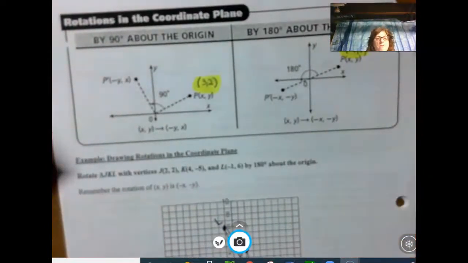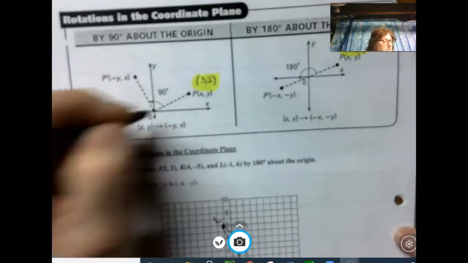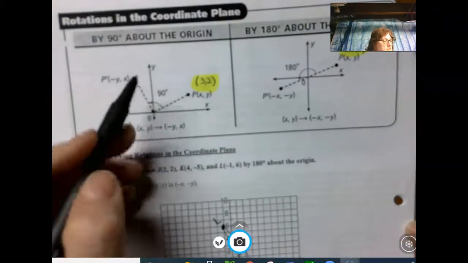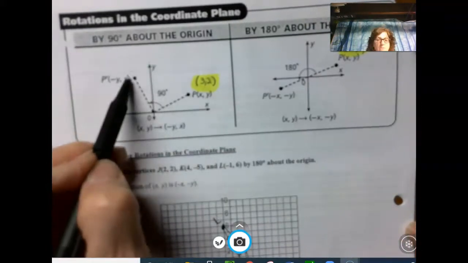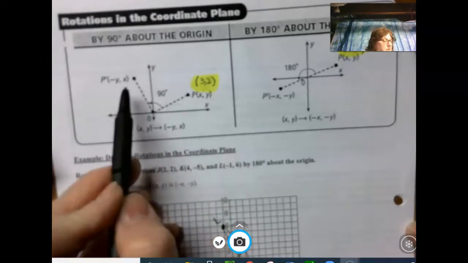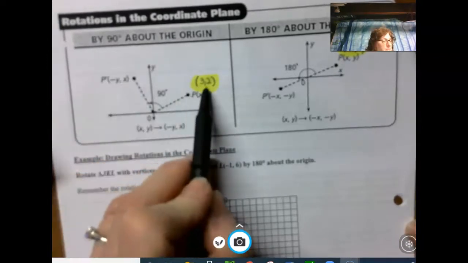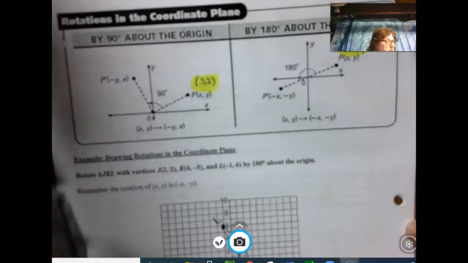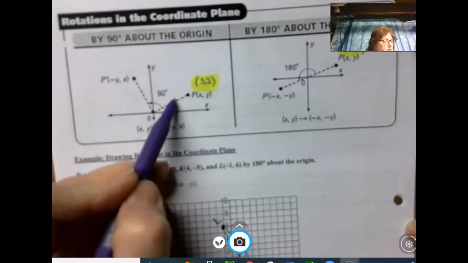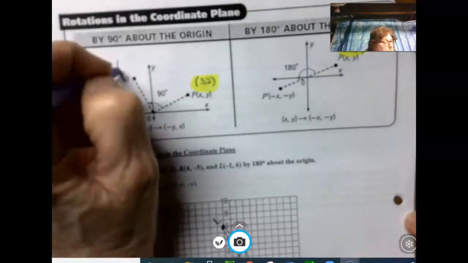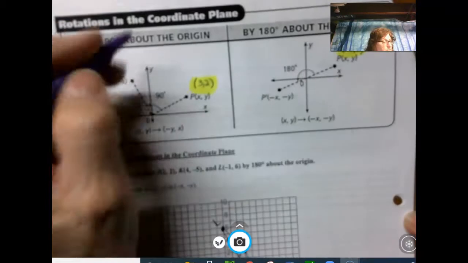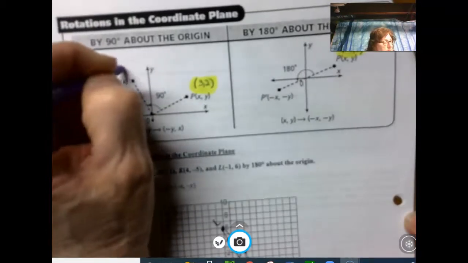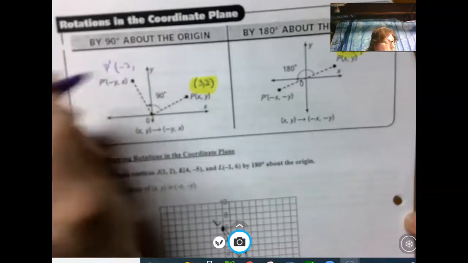Two very common rotations in a coordinate plane are 90 degrees and 180 degrees. This is specifically about the origin. So the origin is, let's say, the point of rotation. And so the mapping of P to P', (x, y) becomes (-y, x). So if I had the point (3, 2) and I want to map it to P' with a 90-degree rotation, what do you think this would become? Hopefully everyone says that P' is (-2, 3).